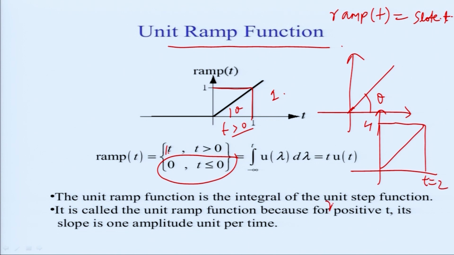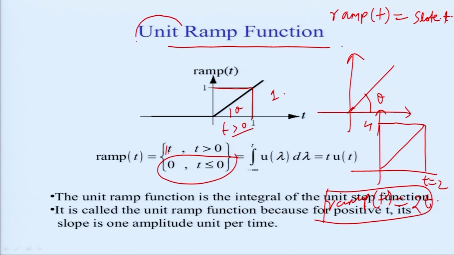So, if you want to write the ramp signal for this, what is the slope? 4 by 2. What is the slope? Y by x, it is 2 into t. This is the way we can represent a ramp signal. So, this is the ramp signal.